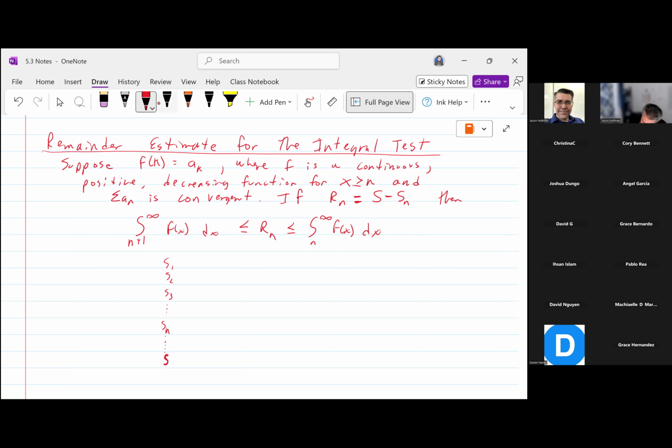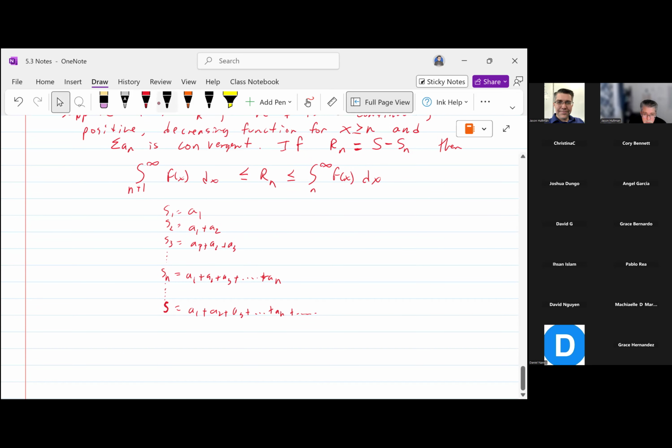We're going to keep adding these terms: A1 plus A2, A1 plus A2 plus A3. This is going to be A1 plus A2 plus A3 plus dot, dot, dot, plus a sub n, and then this S is a1 plus a2 plus a3 plus dot dot dot plus a sub n plus dot dot dot, and it just goes on forever. That's the true sum of the series. Think of a geometric series that has a true sum. These terms go on forever, and we can find the sum of that series.